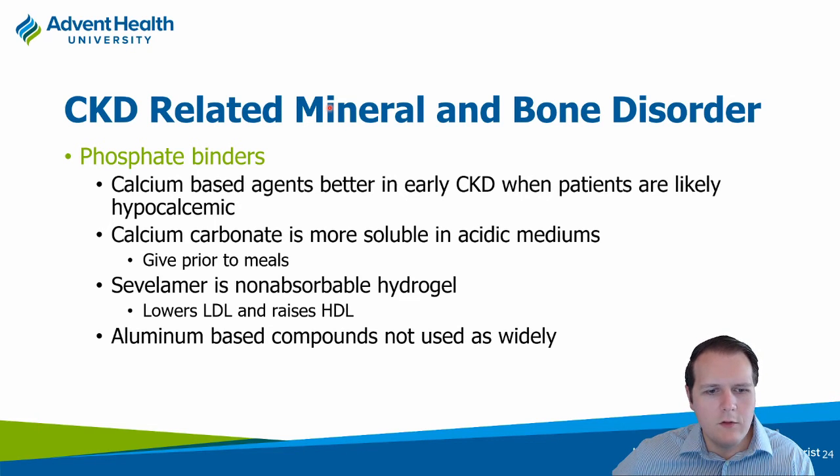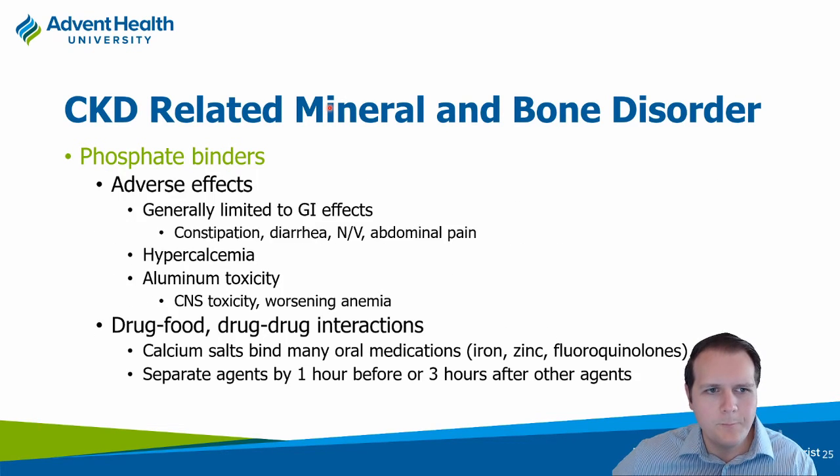And then we don't use aluminum-based products as widely anymore. The reason for that is because, especially when you have chronic kidney disease, you have a tendency to accumulate aluminum, and normal aluminum levels should be basically zero in the body. So as you accumulate that, it can actually lead to some neurotoxicity. So we definitely want to avoid that if at all possible. It's typically used for more short-term management of that hyperphosphatemia.